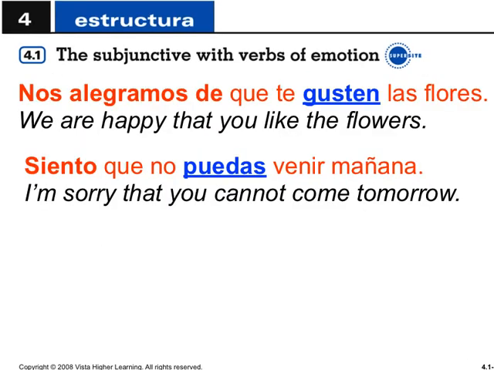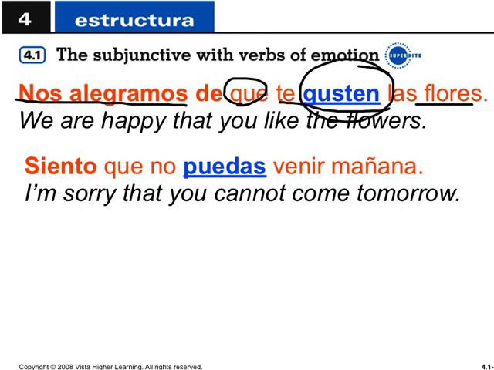So here are some examples. We begin with the main clause, nos alegramos. Nos alegramos, we're happy. It's full of emotion. Que, and then we change subjects, right? You see that? We now have flores. Que te gusten las flores. And here we have the subjunctive verb. We're happy that you like the flowers.